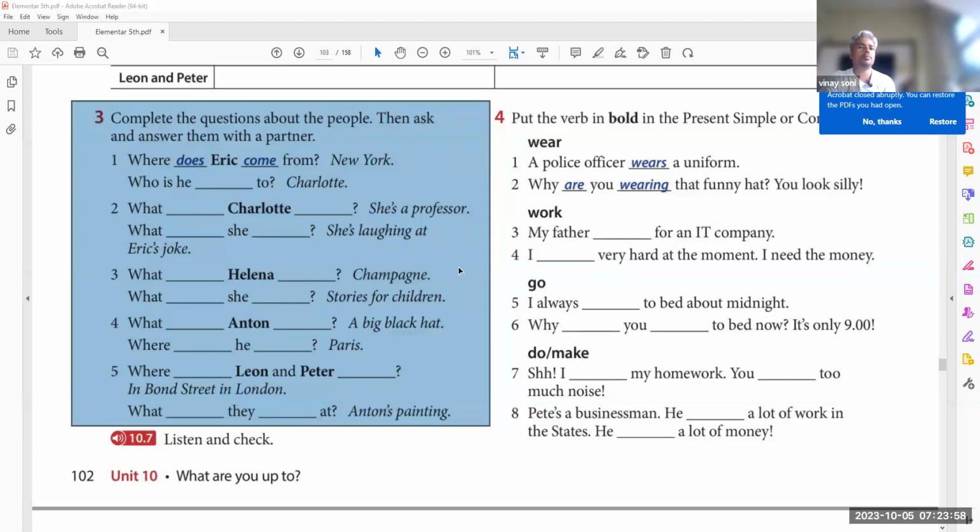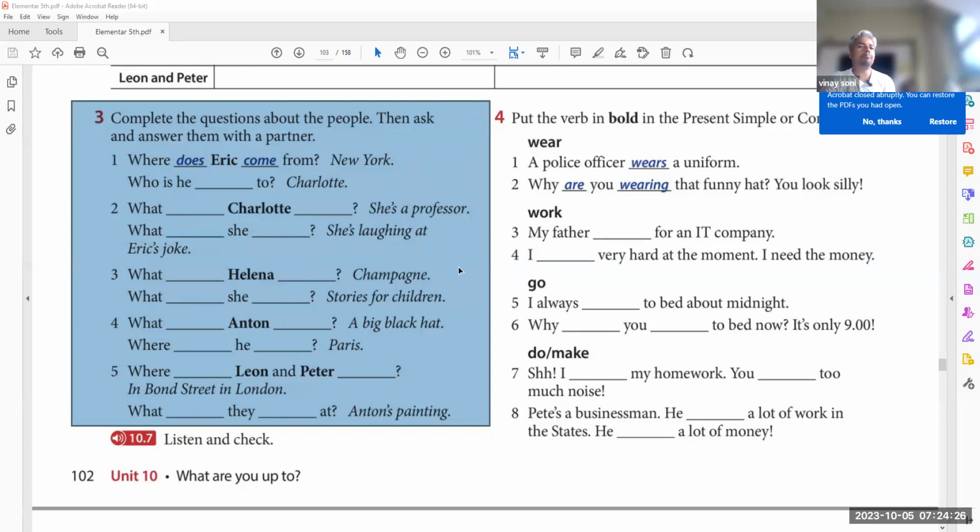Three. Champagne. What is Helena drinking? Very good. Next. Stories for children. What does she write? Right. She writes stories for children.